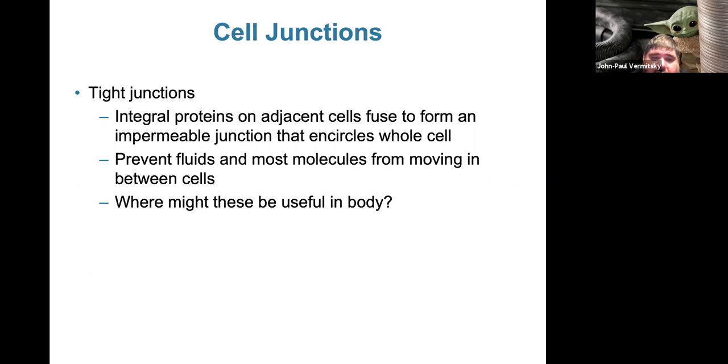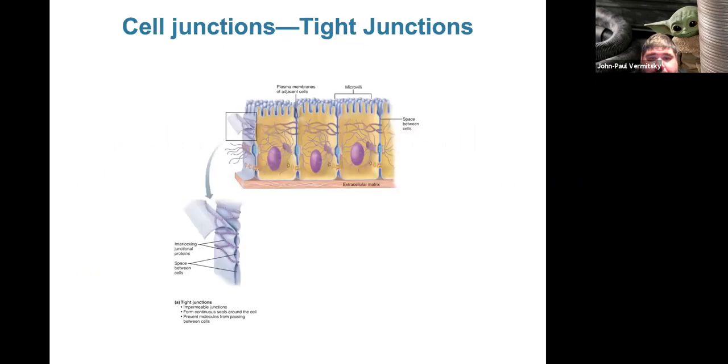So where might this type of connection be useful in the body? And the answer would be where you want to set up a particular barrier. Here you can see the tight junction. So you're setting up pretty much a very, very distinctive barrier here where things are not going to be able to pass through the cells.